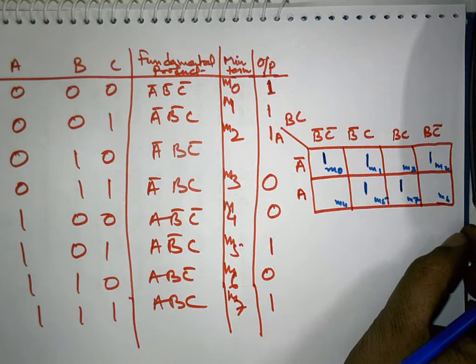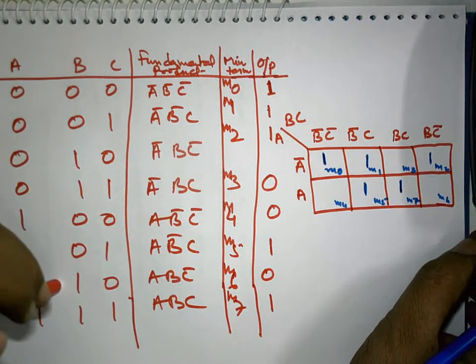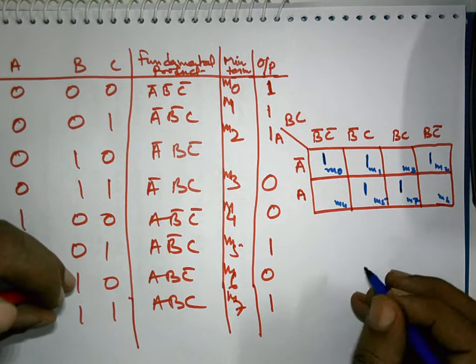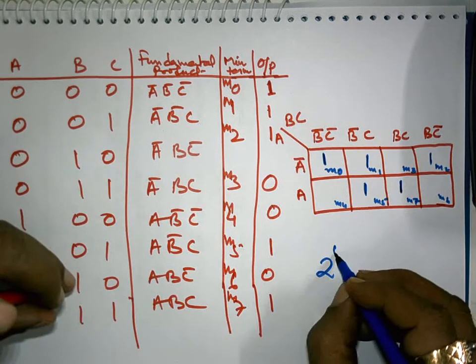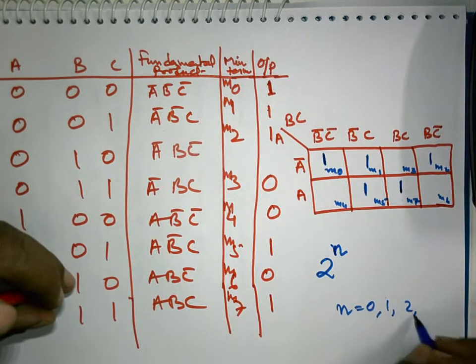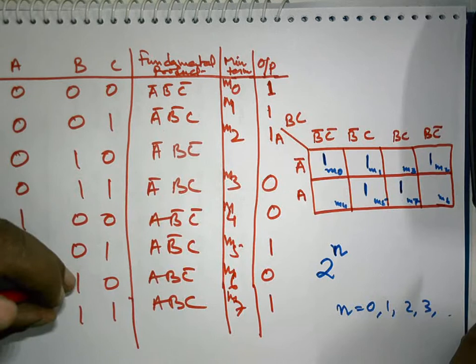Okay. So we will take the group of ones which contain maximum 1 neighbor cells. And the number of cells enclosed should be of the order of 2 to the power n, where n varies 0, 1, 2, 3, like that. This way we will form the biggest group first. So what will be the number of ones occurring in a group?